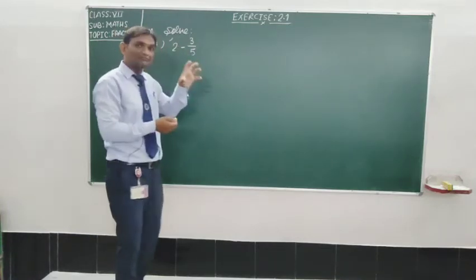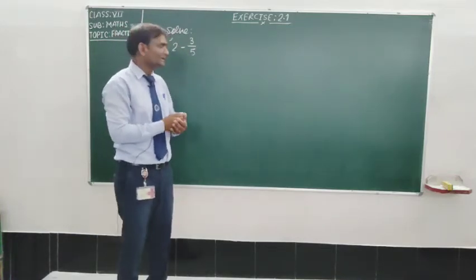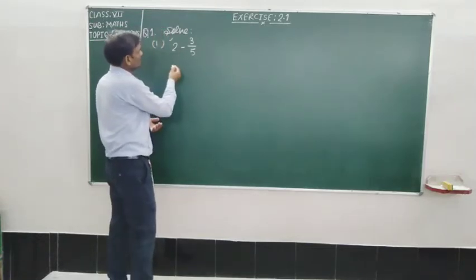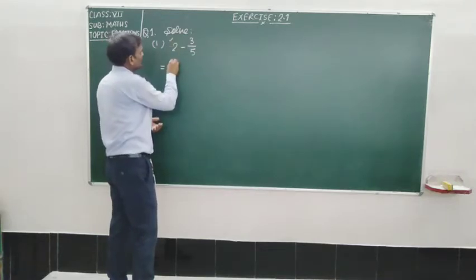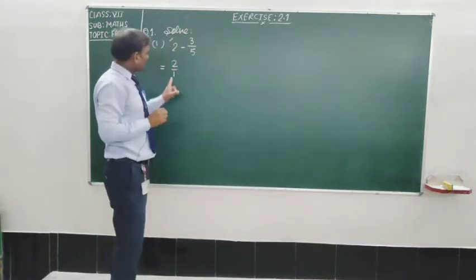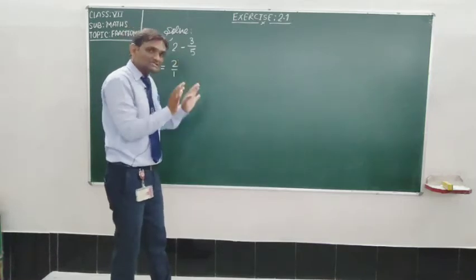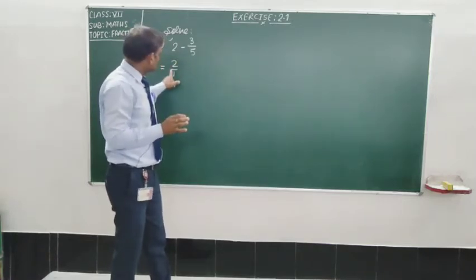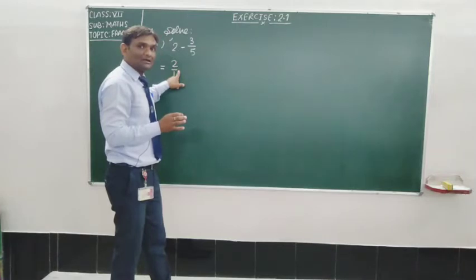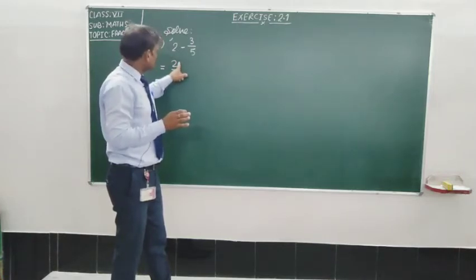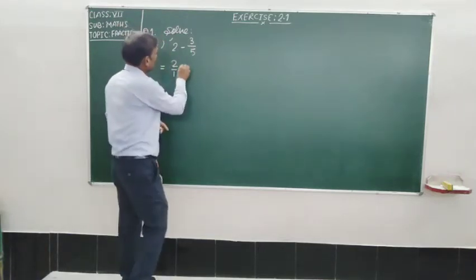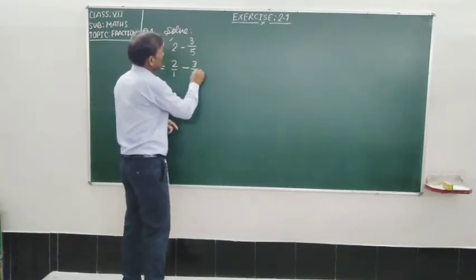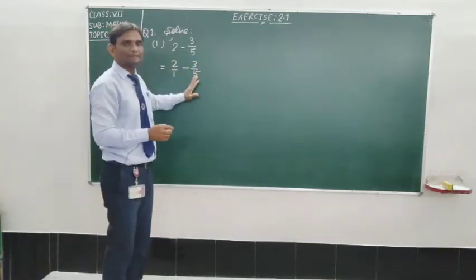We can write 2 in fraction form. So, student, how? Of 2 we can write 2 upon 1. By writing the 1, the value of 2 is not changed, because this is the division bar sign, and when you divide 2 by 1 you get the same 2, and minus 3 upon 5. Now student, you are seeing that both are fractions.